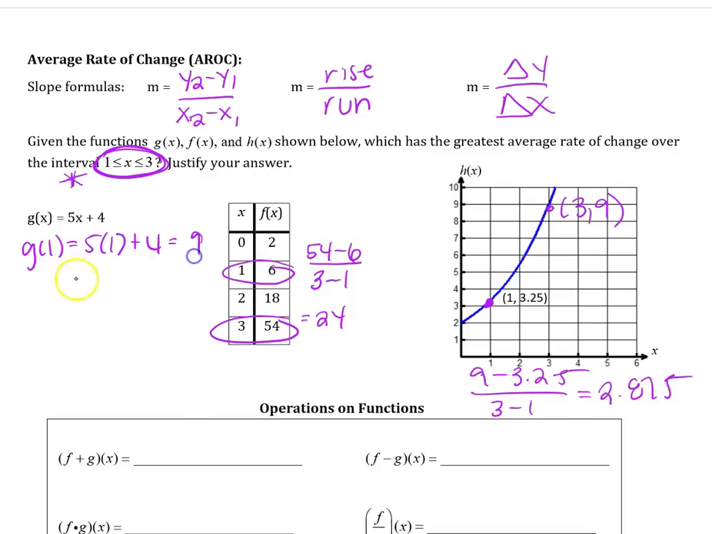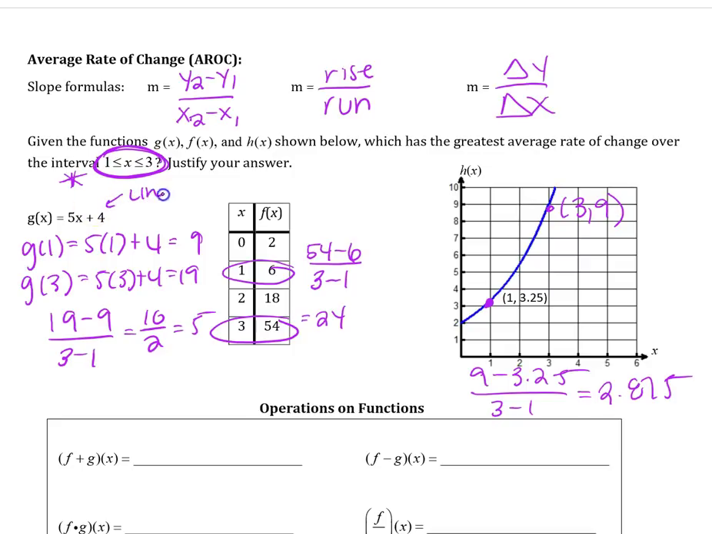Okay, so that gives me 9, and then g of 3 gives me 19. 19 minus 9 over 3 minus 1 gives me 10 over 2, which is 5. And when you think about that, that actually makes sense because g of x is a line, and the slope of that line is 5. Okay, if you didn't notice that right away.